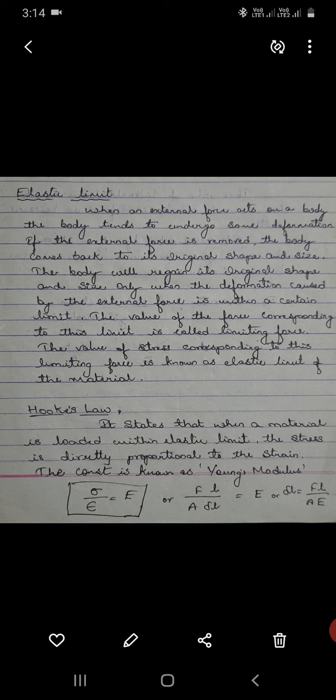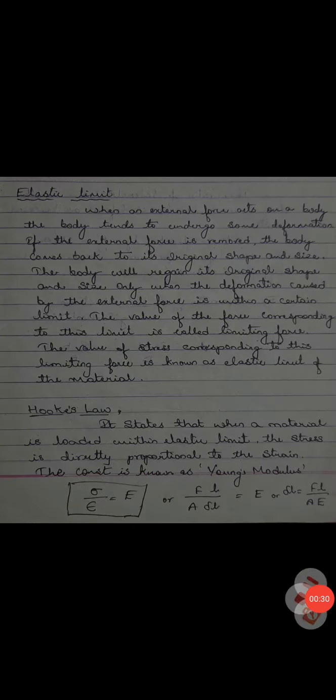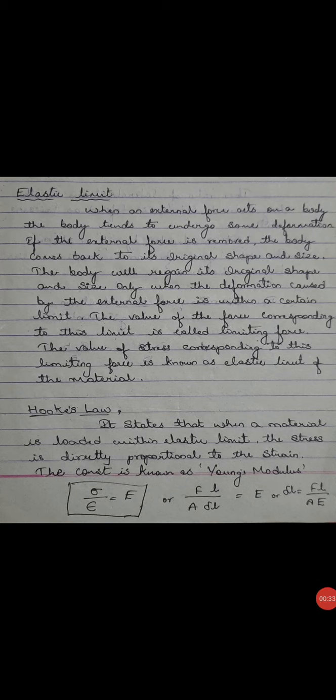When an external force acts on a body, the body tends to undergo some deformation. If the external force is removed, the body comes back to its original shape and size. The body will regain its original shape and size only when the deformation caused by the external force is within a certain limit. The value of the force corresponding to the limit is called the limiting force. The value of stress corresponding to the limiting force is called the elastic limit of the material.